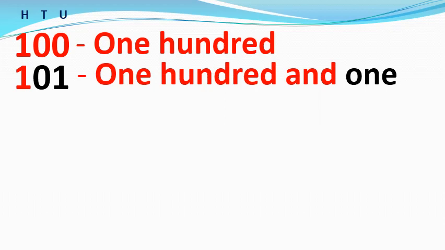101. Here we write it as capital O for the starting of the number name. That is capital O-N-E, small h-u-n-d-r-e-d, A-N-D, and O-N-E. So we read it as 101. So children, when you are writing the number name, please be careful. You have to write the first letter capital and rest all the letters will be in small alphabet.